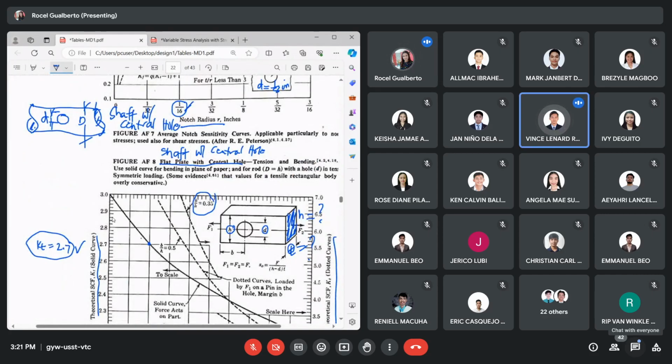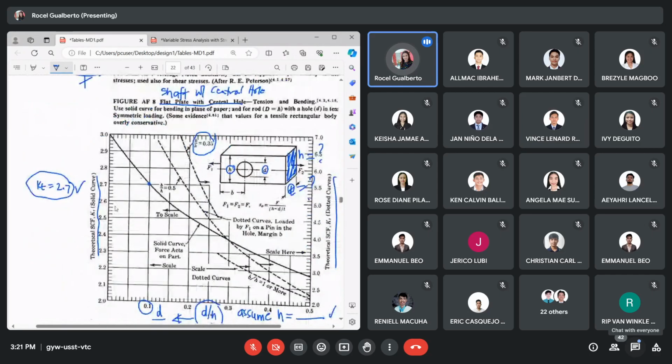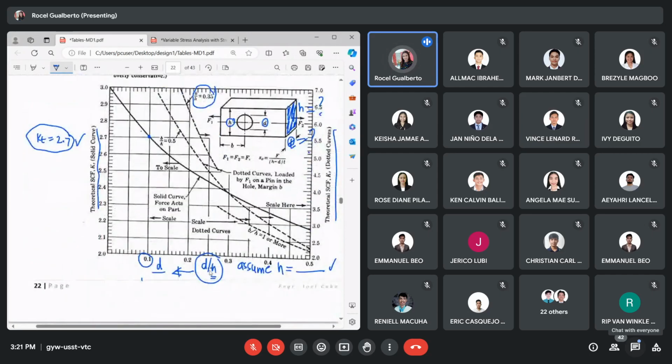Diameter po ng shaft. Tama. It's the diameter of the shaft. So, instead na D over H, magiging D over D na po siya. Okay? So, ito na po ngayon ang gagamitin natin, D over D kung siya po ay shaft. Okay? Kung may modify na po natin. Ari na po yan, D over D.